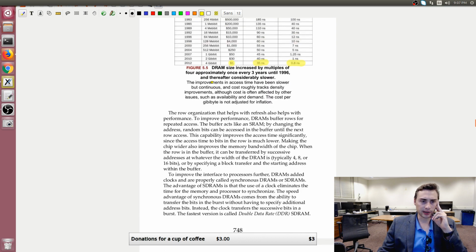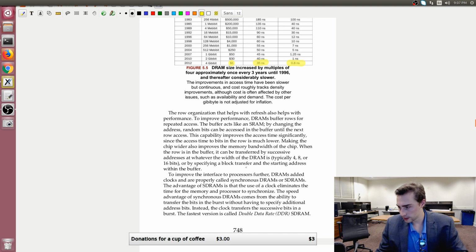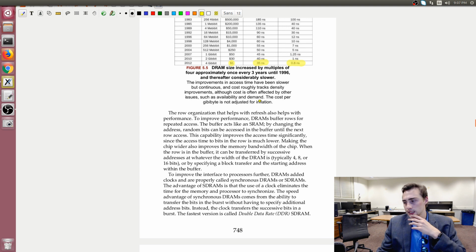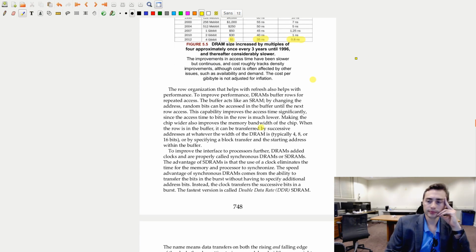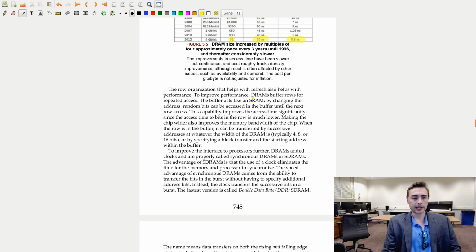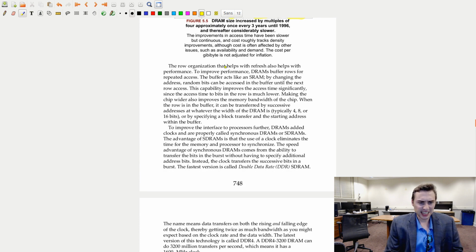So we talked about, let's get rid of that if it's not going to update. That way we get a little more space on the screen. So the row organization that helps with refresh also helps with performance. Okay, so we can skip most of this stuff.